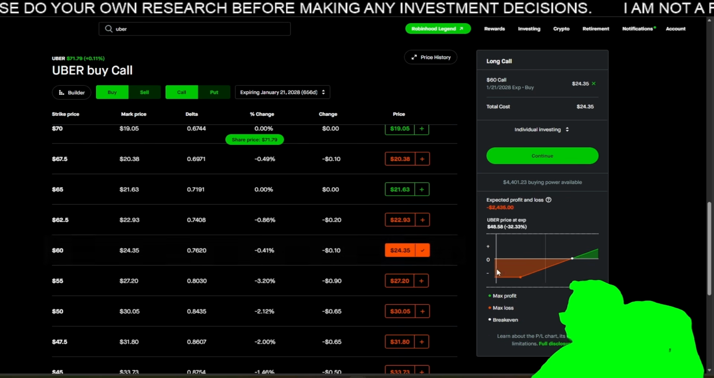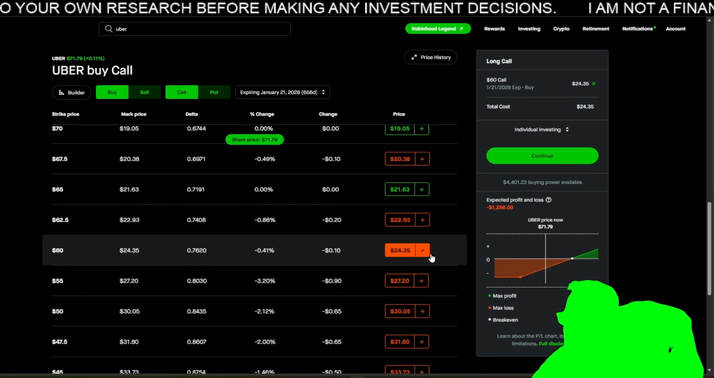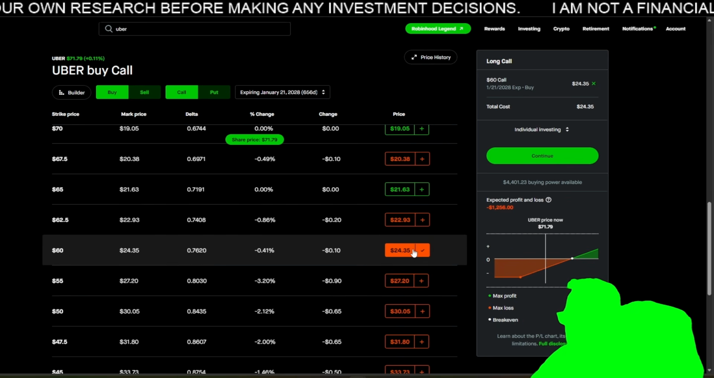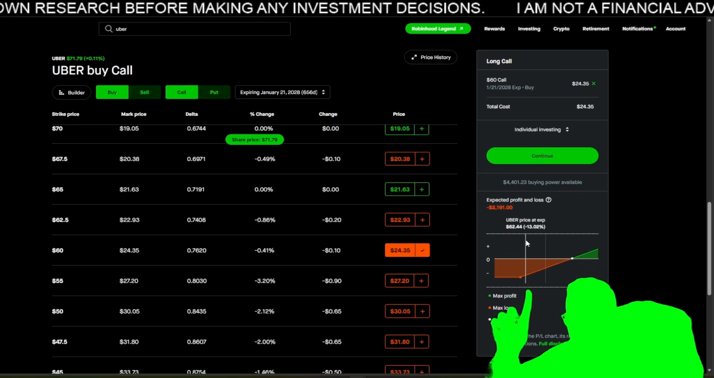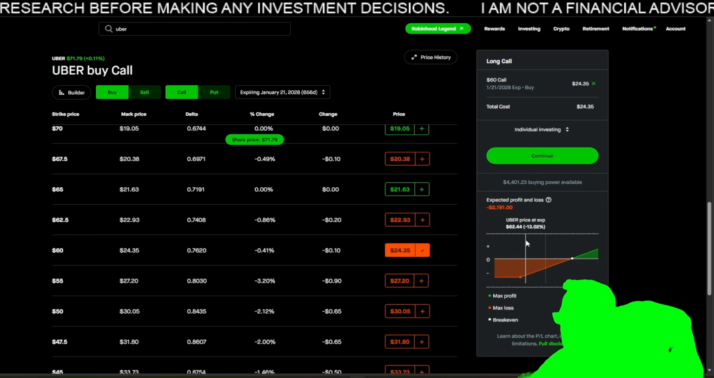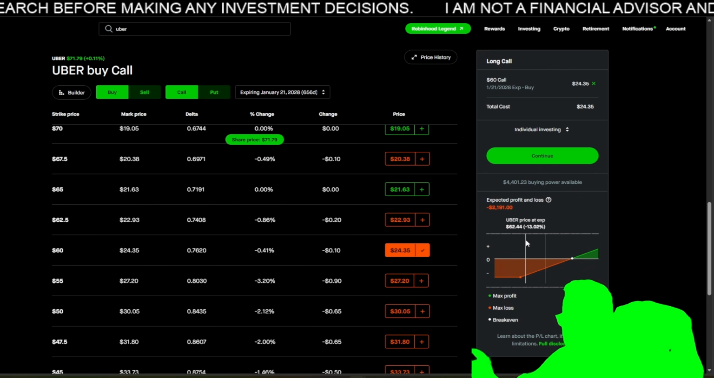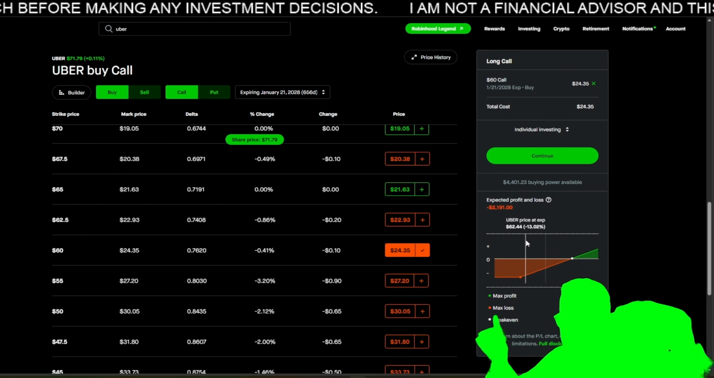Because for me, I can say I have exposure to 100 shares of Uber for $2,400, and I can use the rest of the capital somewhere else if I want to, and then put that to work. And I still have the exposure instead of having to buy 100 shares at $7,000.